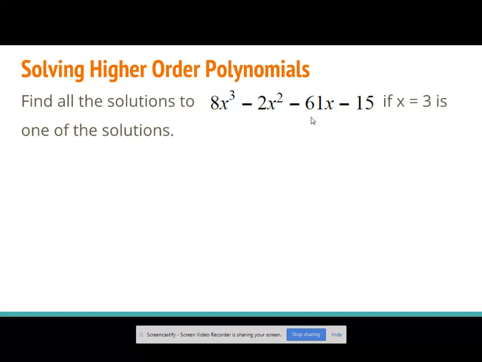Now on the chapter 2 test, I told you that if you saw a cubic, it was going to be where you could factor it by parts. This one, not so much. 15 and 61 don't have anything in common that you can really factor out, but it doesn't work to factor this in parts, or factor by groups, excuse me. So we're going to have to use a different method.